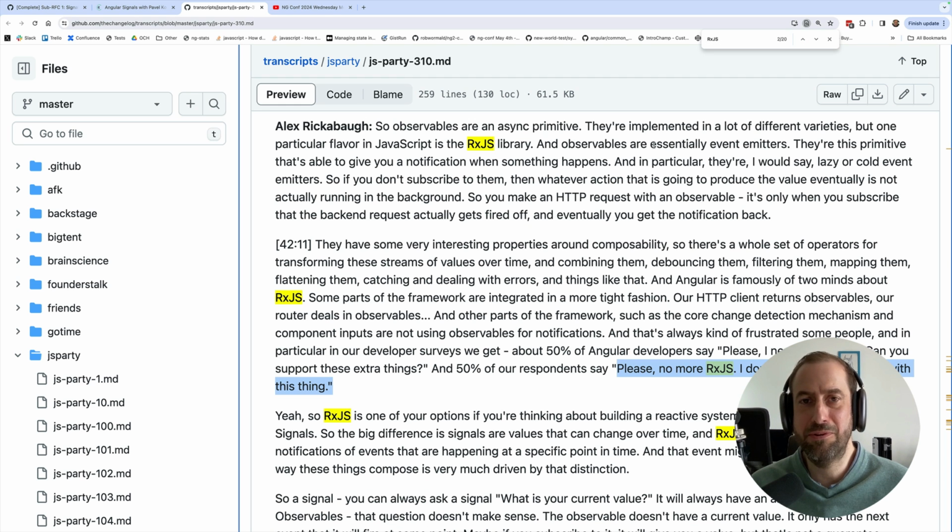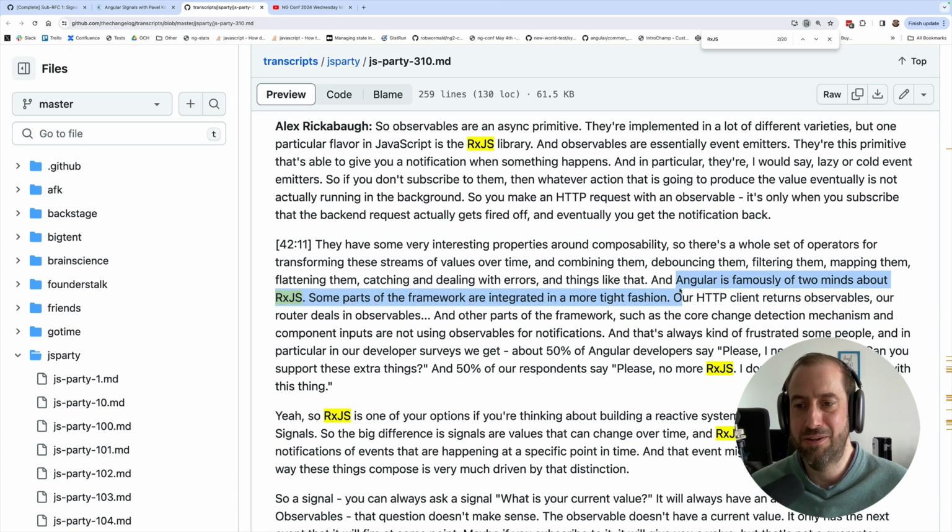Now let's talk about the RxJS support in Angular and why the Angular team decided to make it optional. We have here some hints at the level of the interview. So, for example, they say here the Angular team is famously of two minds about RxJS. Because, and you know this if you have been writing applications for a while, some parts of the framework are very well integrated with RxJS. For example, the HTTP client returns observables, the router, etc.